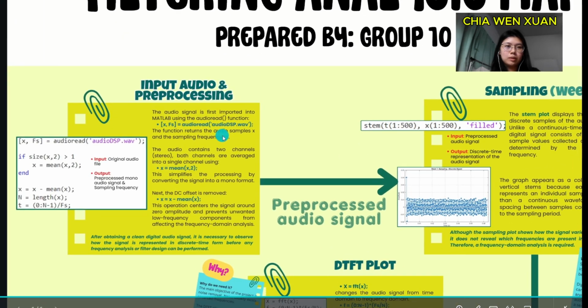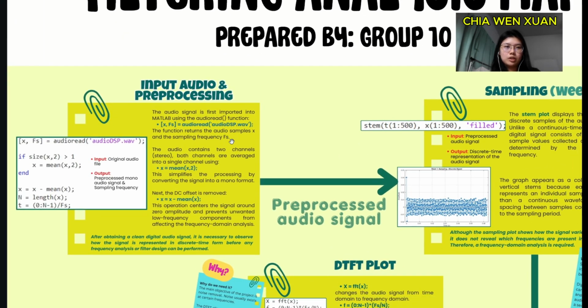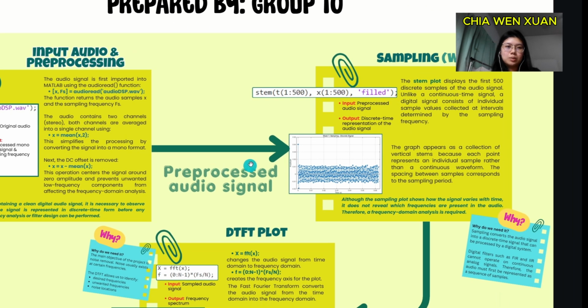Our process begins by loading an audio file into MATLAB using an audio read function. We then remove a DC offset by subtracting the mean value, ensuring the signal is centered around 0 for accurate analysis. Next, with this pre-processed audio, we perform sampling. Since digital signal processing operates on discrete time signals, the audio must be represented as a sequence of samples. The sampling plot shows the first 500 samples of an audio signal using a stem plot, which clearly displays each individual sample and highlights the discrete nature of a digital signal.